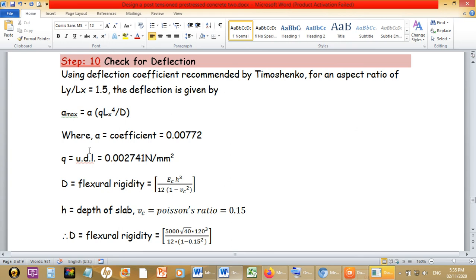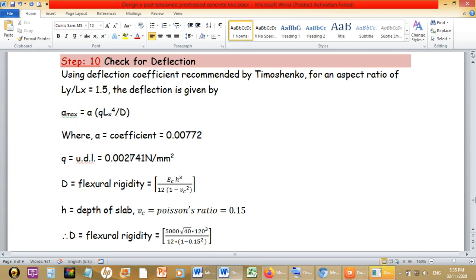To get this deflection, first of all we need all these unknowns. The alpha value is the coefficient directly. This is for the Ly by Lx ratio. If Ly by Lx is 1.5, then the alpha value is 0.00772. Q is nothing but the residual load, which we have already calculated. Lx span is 6 meter.